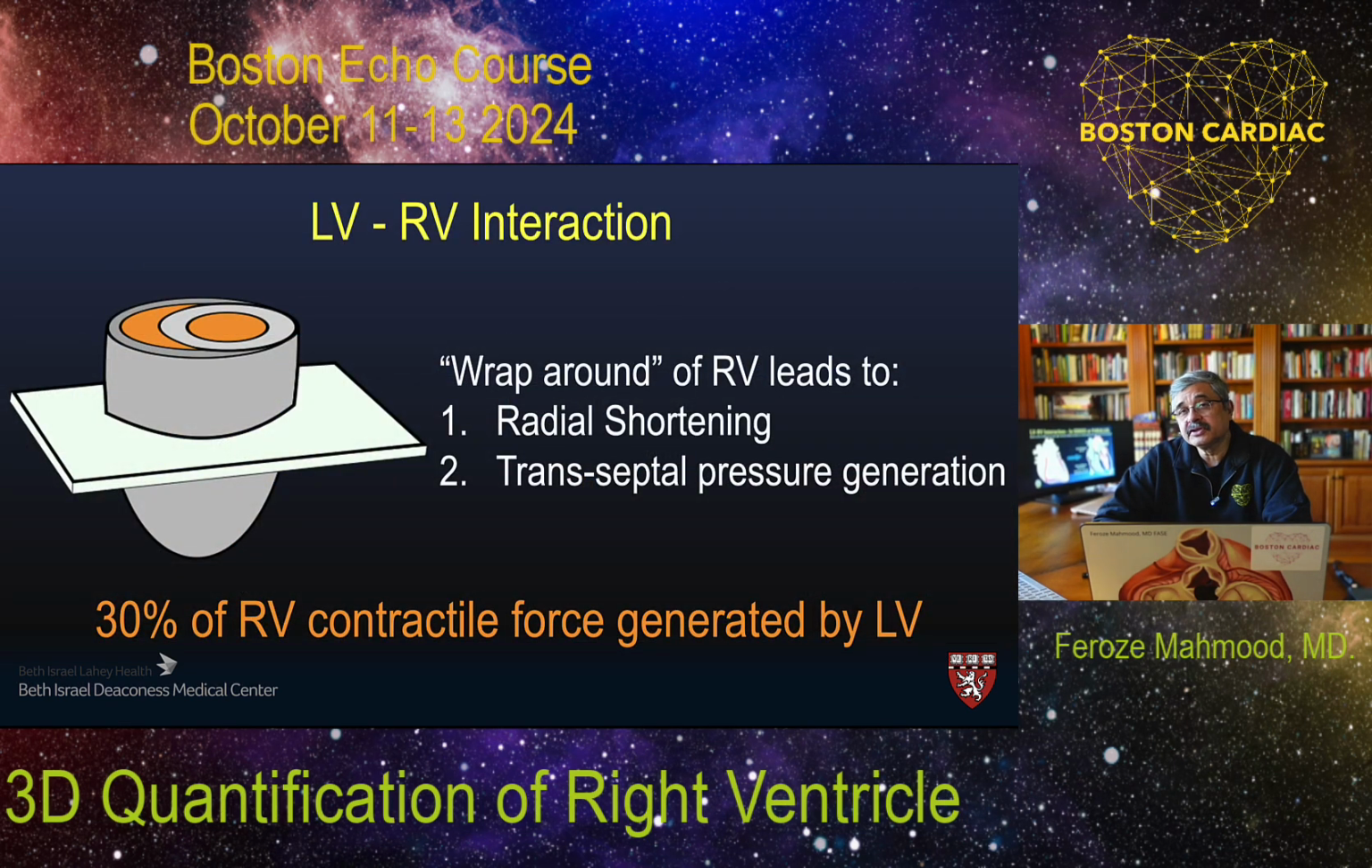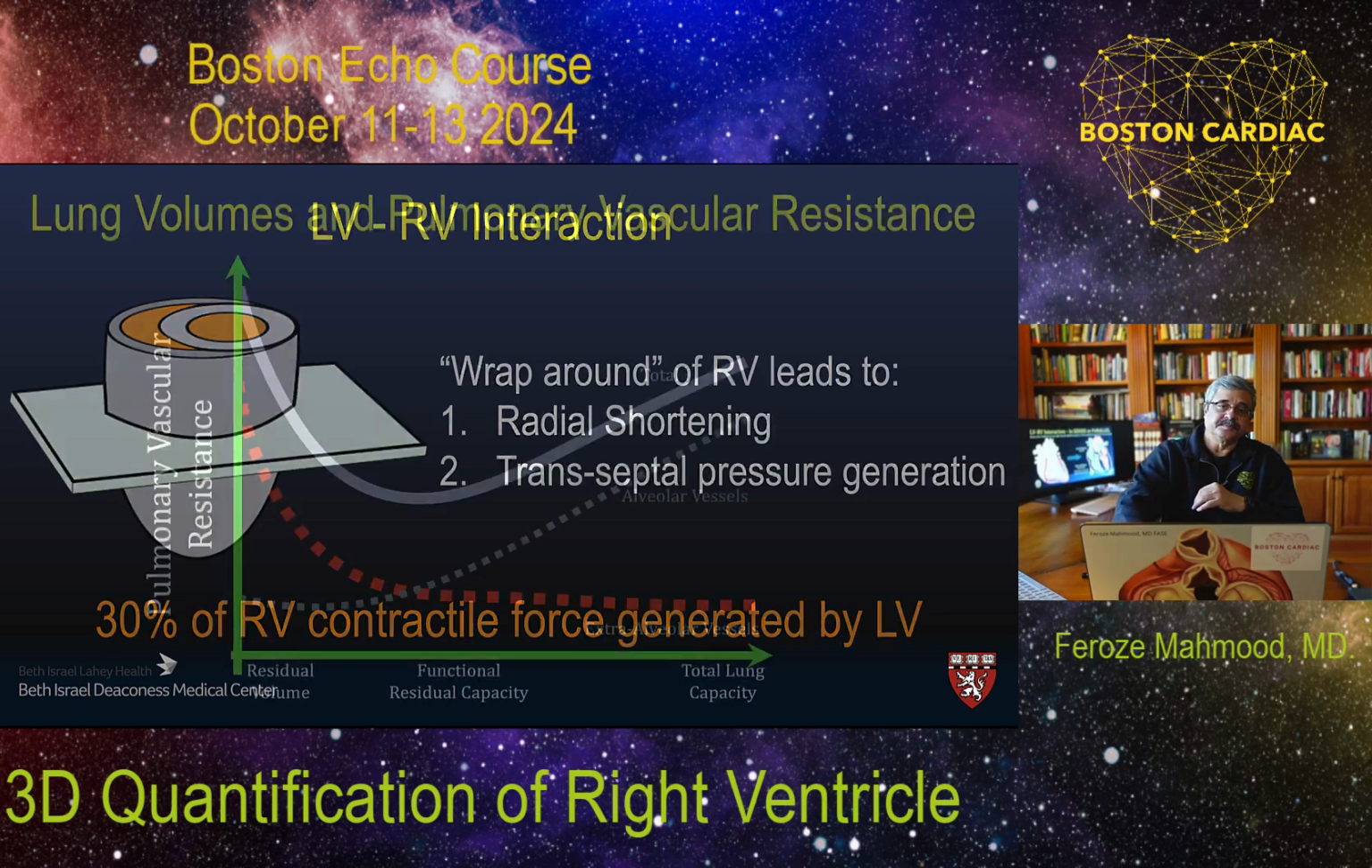Now, right ventricular function cannot and should not be seen in isolation from the structures that it is surrounded by. Most important of that is the interventricular septum, because the wraparound of the right ventricle leads to a contribution by the interventricular septum into the radial shortening of the right ventricle, leading to a generation of transseptal pressure, to the point that it is believed that almost 30% of the right ventricular contractile force is generated by the left ventricle.